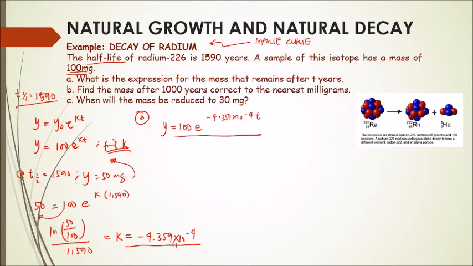So, after 1,000 years. Then we are given t. For letter B, we are given t as 1,000 years. And we have k already. So we just substitute. We're looking for the mass, which is y. What is y? So, y is equal to 100 times e to the negative k, this is k actually, times 1,000.